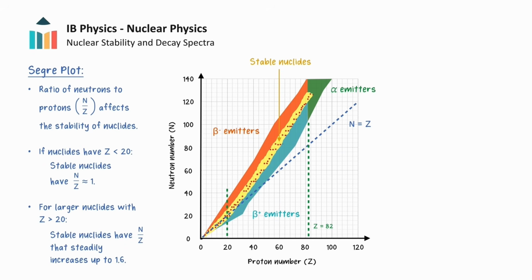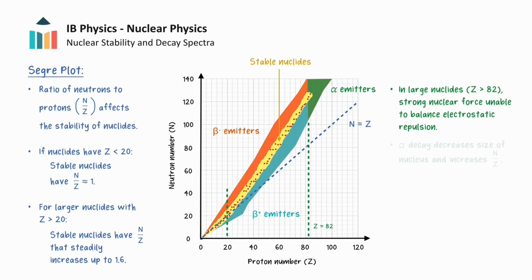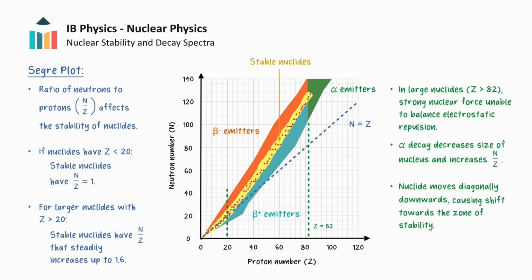In these larger nuclides, some nucleons will have a large enough separation between each other where the strong nuclear force becomes less significant, and so the strong nuclear force will not be able to hold against the repulsive electrostatic force. By emitting an alpha particle, this would reduce the overall mass and size of the nucleus and increase the neutron-to-proton ratio. And as we saw, the nuclide would move diagonally downwards to the left on the Segre plot, which brings these larger nuclei closer towards the zone of stability.